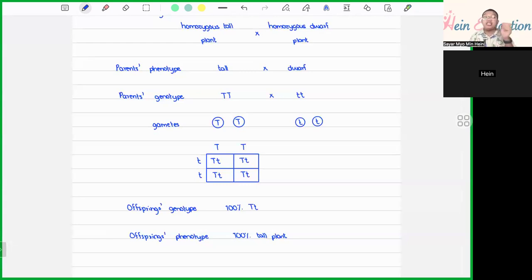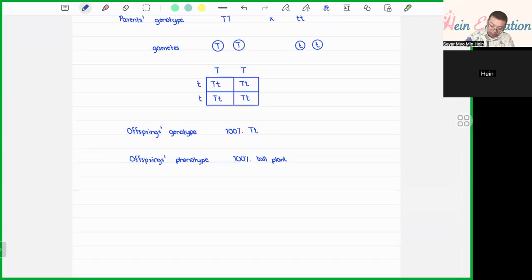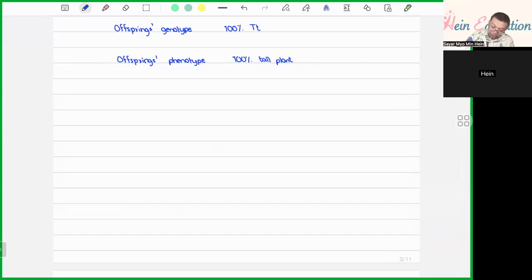So now for the next generation, we would like to cross the offspring together, right? So it will be both tall plants. Okay, so let's go back one more time. So this is the first generation, and this is the second generation.